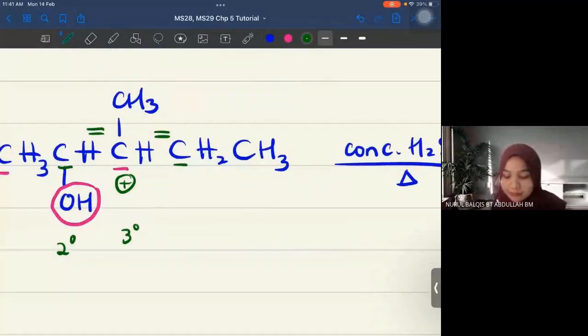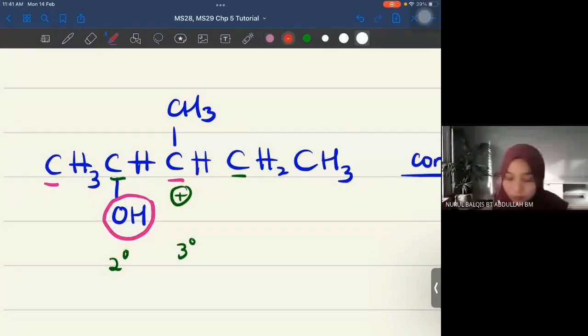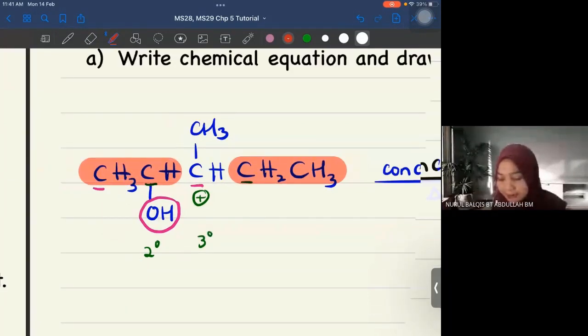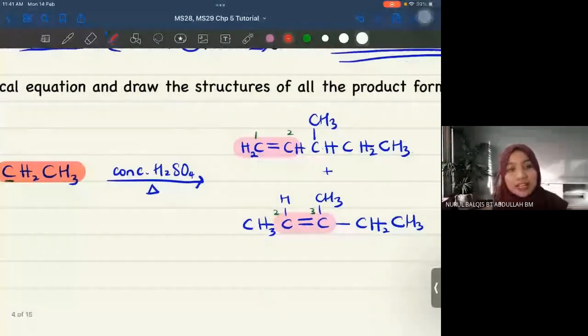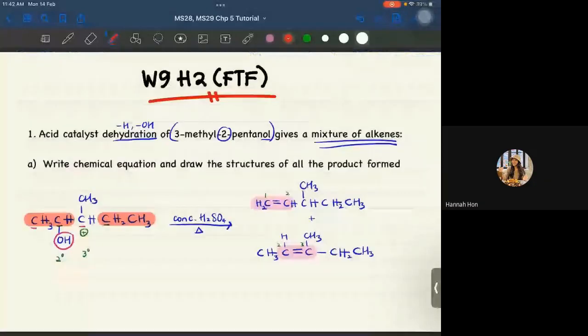Sebab your carbon chain, walaupun kita dah rearrange, contoh, you ada carbocation dekat tengah ni, the environment is the same on both side, left and right. Sini pun 2 carbon, sini pun 2 carbon. Sebab tu dia punya produk akan dapat sama. Unless you got greater length in terms of carbon chain, mungkin boleh dapat produk yang lagi satu. Itu clear? Yes, miss. Okay. So 2 produk ni je lah sebenarnya.